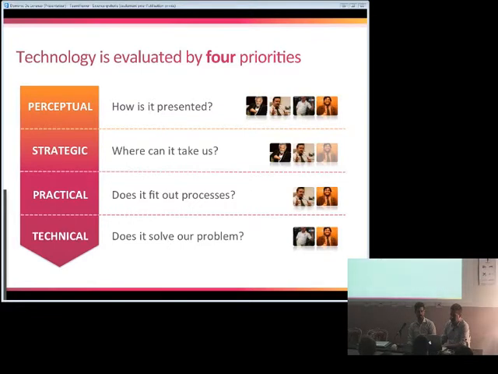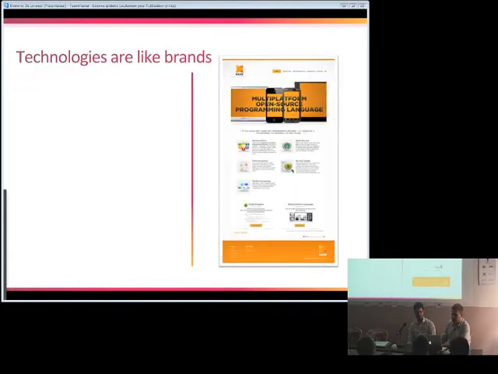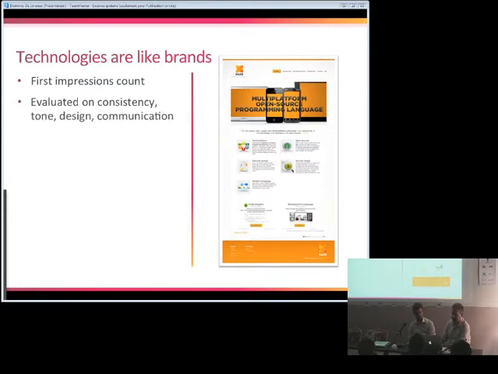So the perceptual. I guess, at the most important top level, a technology is like a brand. And first impressions really count. And for a lot of the audiences you're dealing with, they have probably a very basic technical understanding, which means that it's really evaluated on things like tone, consistency, design, rather than its technical merit against another technology. And these things really reflect certain things, like does this look like a one-man operation, or is it like a large, vibrant community?